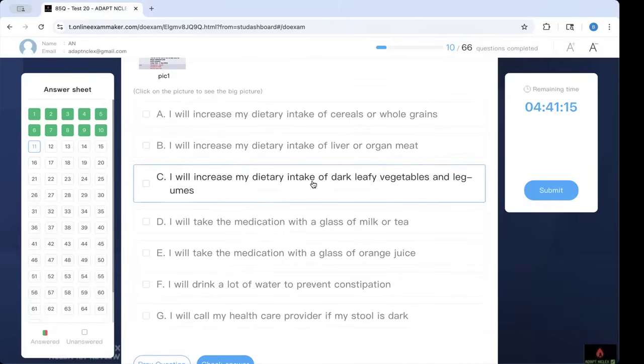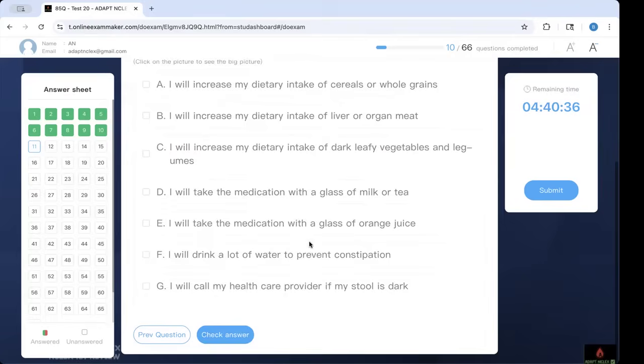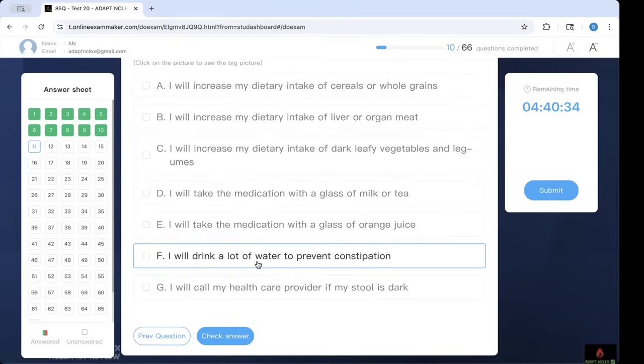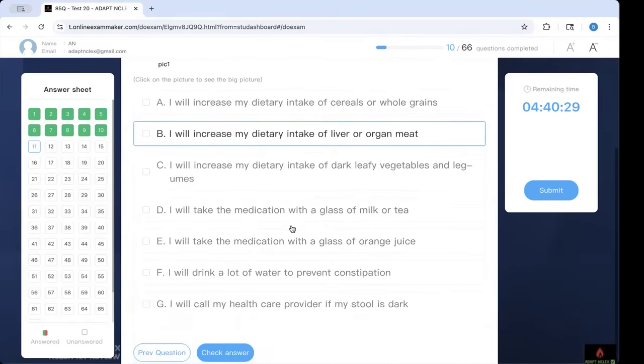I will increase my dietary intake of cereal or whole grain. I will increase my dietary intake of liver or organ meat. I will increase my dietary intake of dark leafy vegetables or legumes. I will take the medication with a glass of milk or tea. I will take the medication with a glass of orange juice. I will drink a lot of water to prevent constipation. I will call my healthcare provider if my stool is dark. This is about iron and how to teach the patient how to take iron. That's all, and the question says, which one needs further intervention?